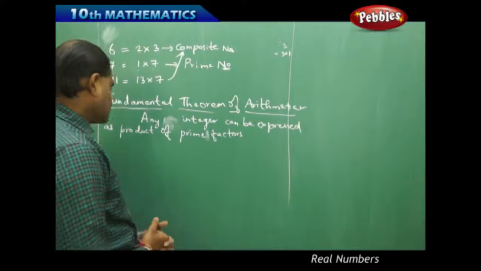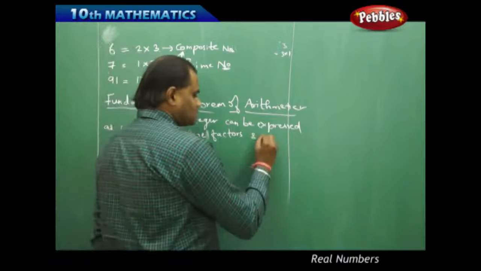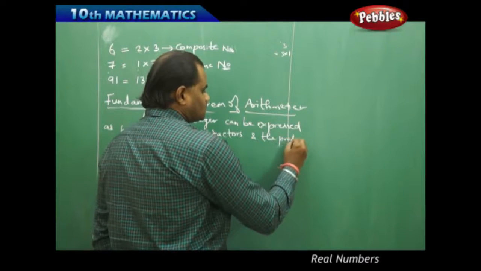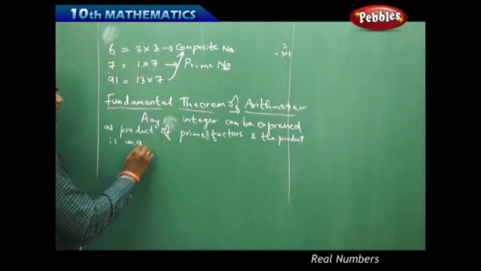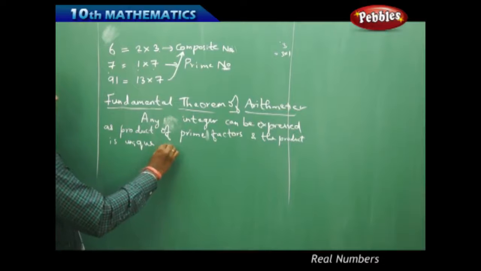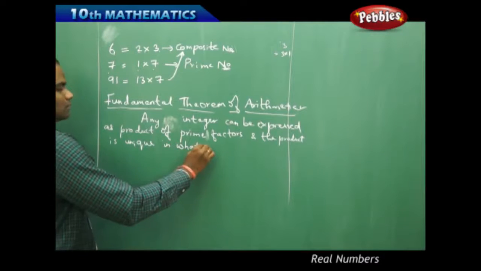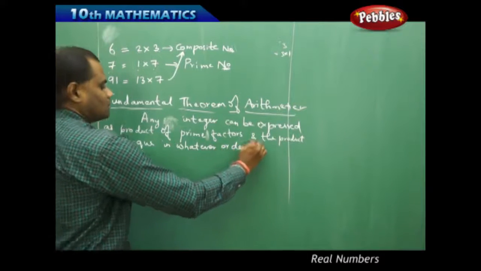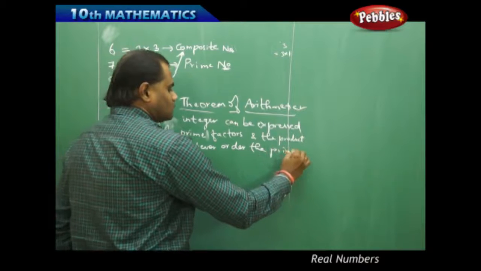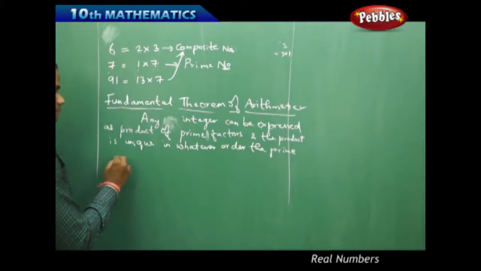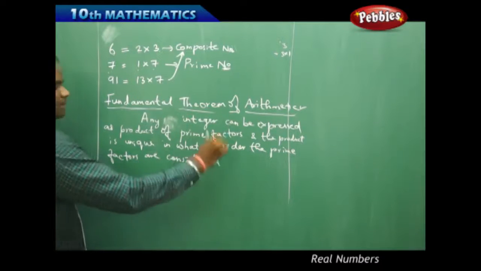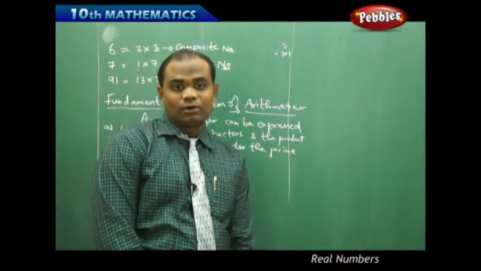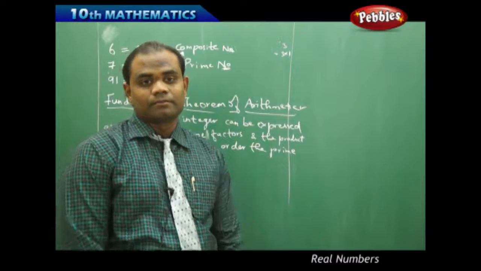So any integer can be expressed as a product of prime factors and the product is unique, in whatever order the prime factors are considered. So this is how the fundamental theorem of arithmetic has been stated.